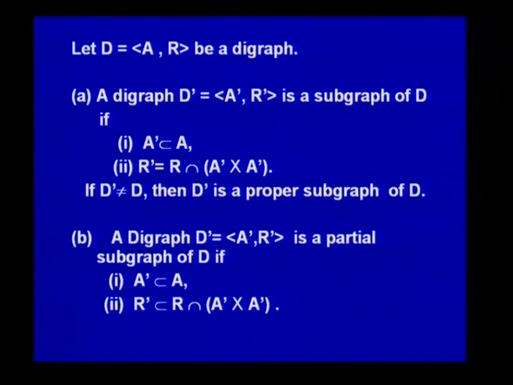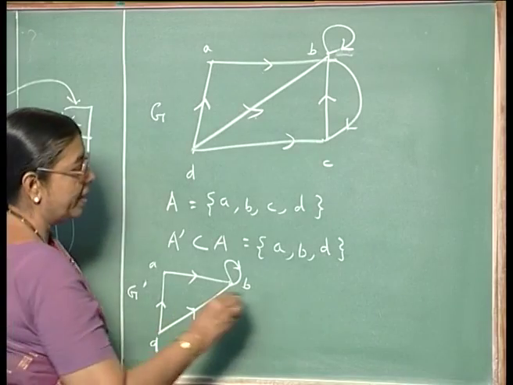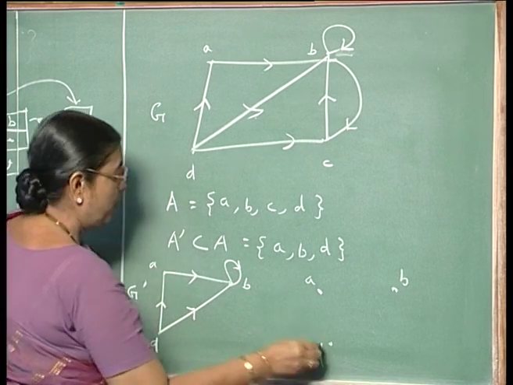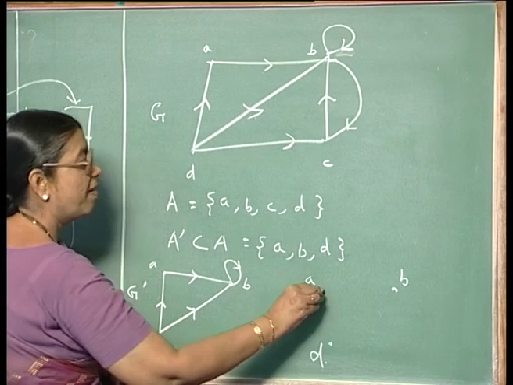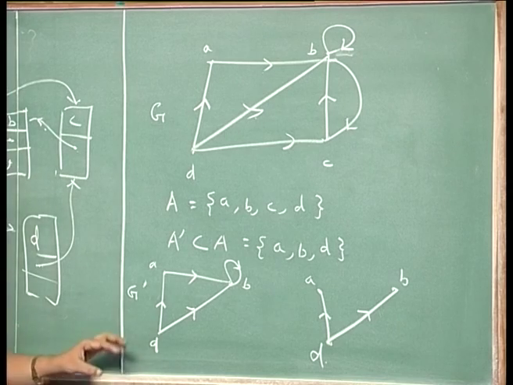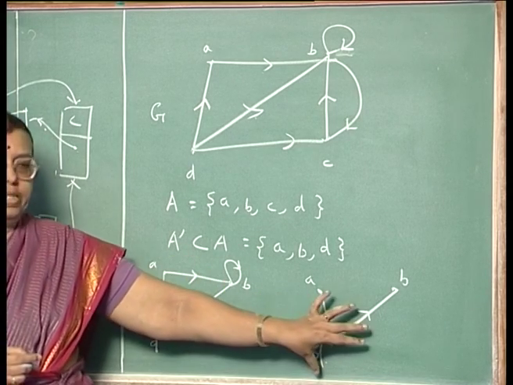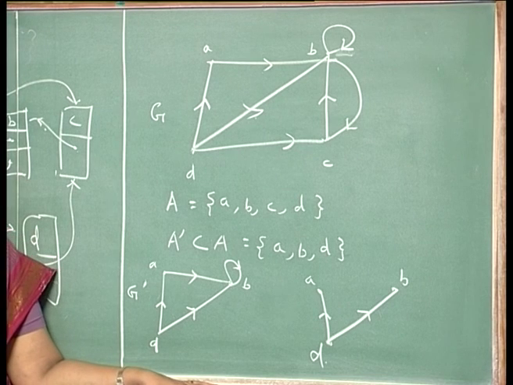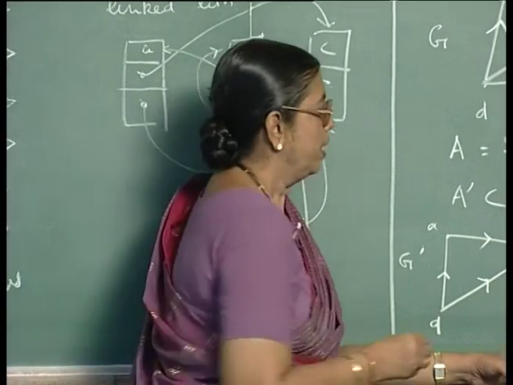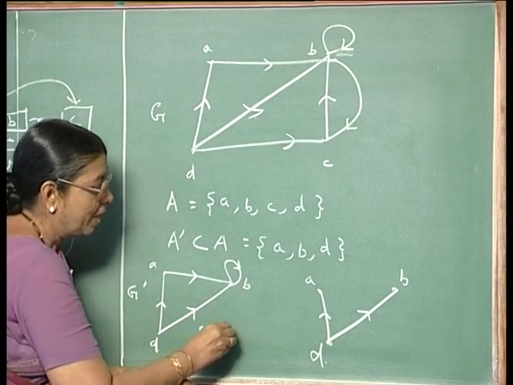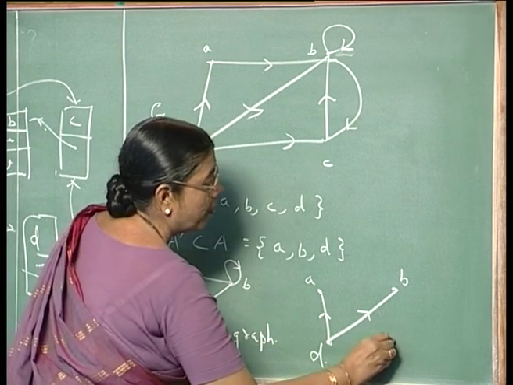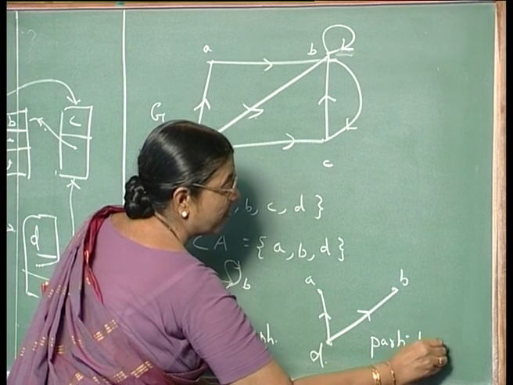The second one says when do you call it a partial subgraph. For example, here you may have A, B and D, but you may not have all the edges between them, you may just have some of them like this. This is a subgraph, this is a partial subgraph. This is according to this definition. Again, as I mentioned to you, the definitions vary from book to book. In some books this is called a subgraph and this is called a partial subgraph.